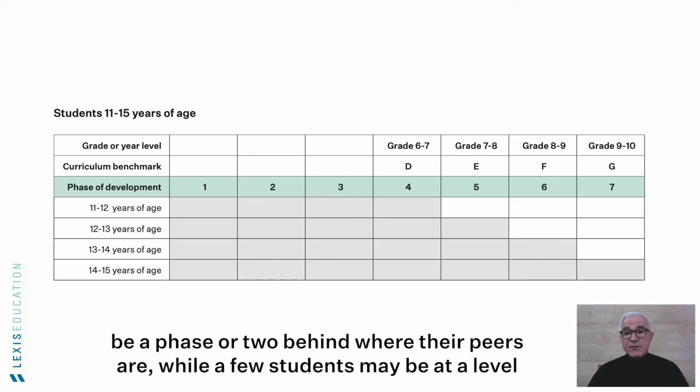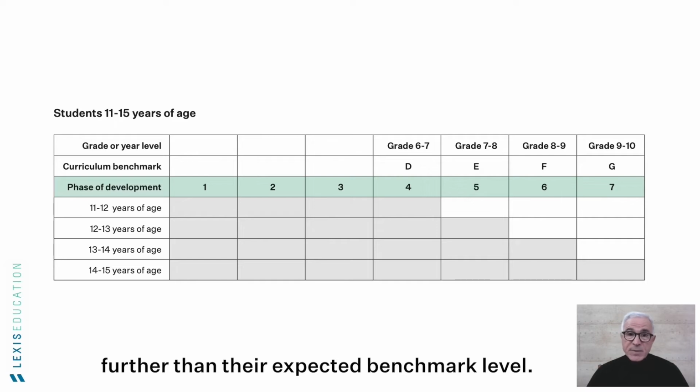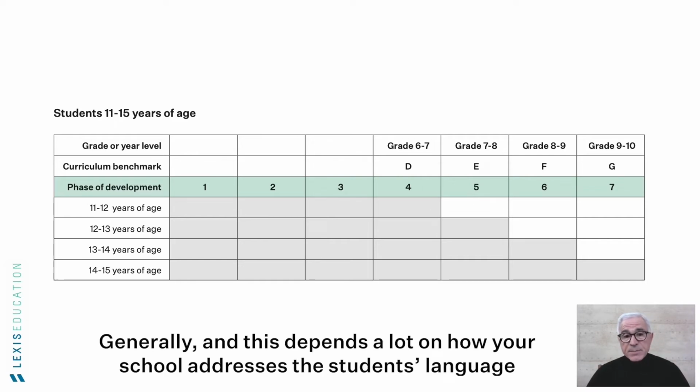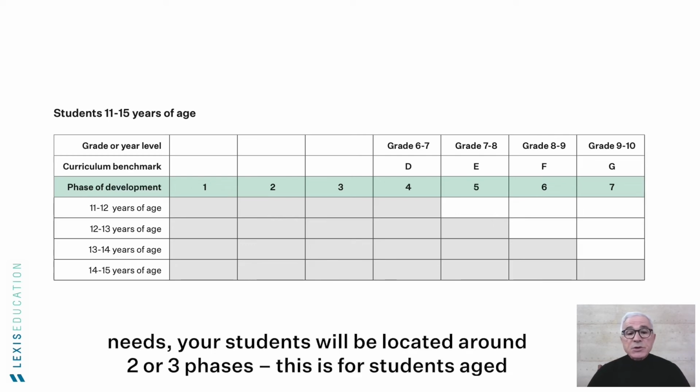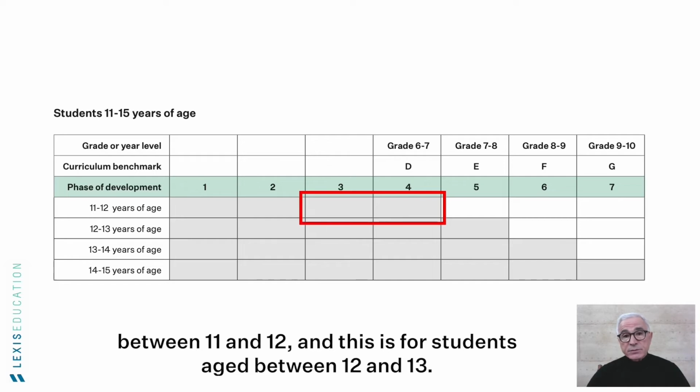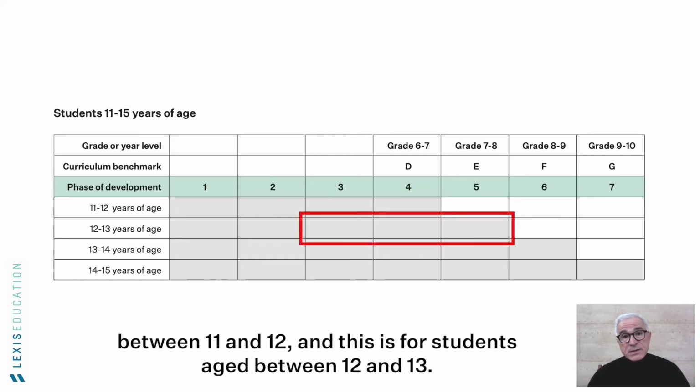Some students may be a phase or two behind where their peers are, while a few students may be at a level further than their expected benchmark level. Generally, and this depends a lot on how your school addresses the students' language needs, your students will be located around 2 or 3 phases. This is for students between 11 and 12. And this is for students aged between 12 and 13.